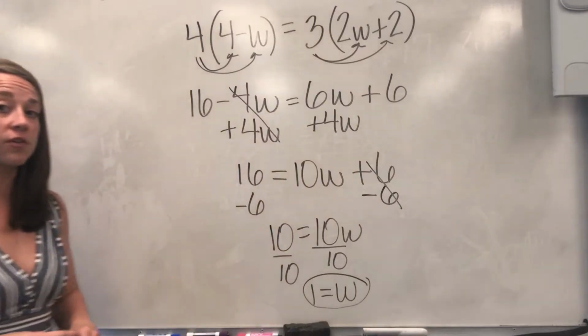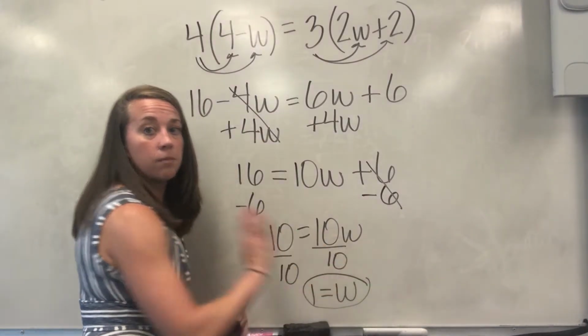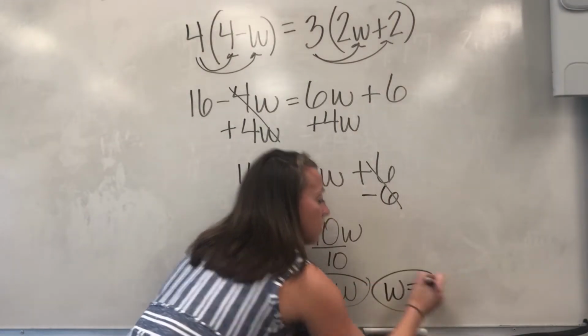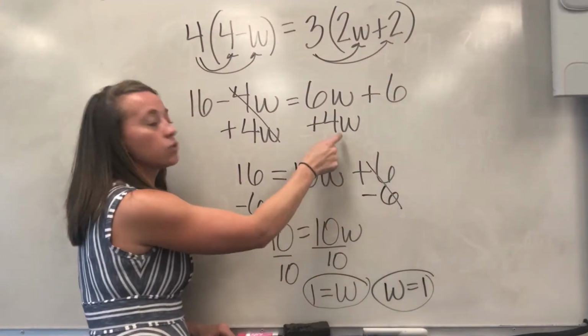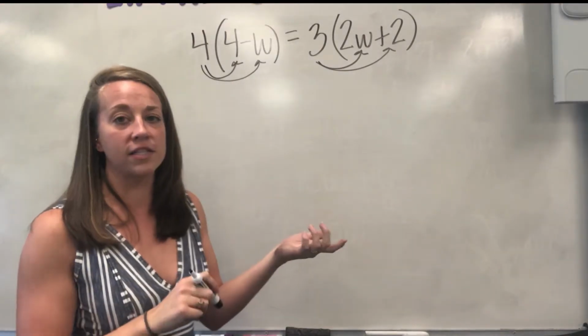Now what you'll notice on this one is that our variable W ended up on the right side, but that's perfectly fine. You could also rewrite your answer as W equals 1. There is no difference. The reason it ended up on that right side is we chose to put our variables on the right side.